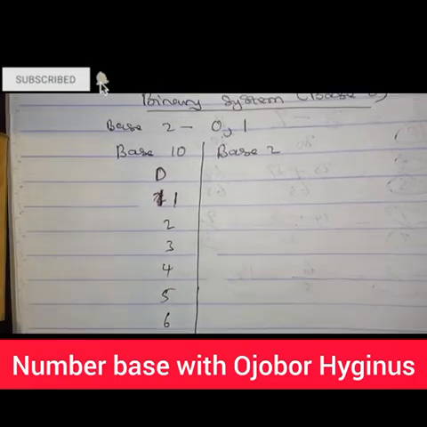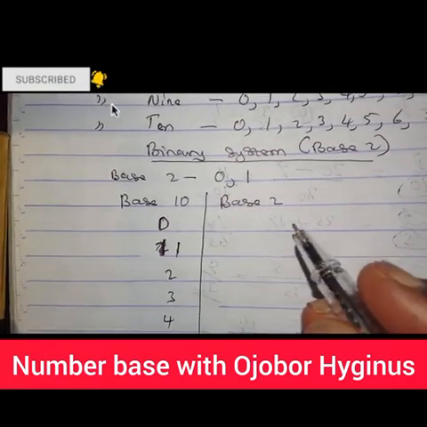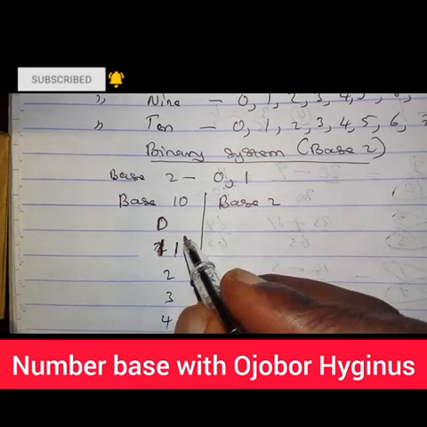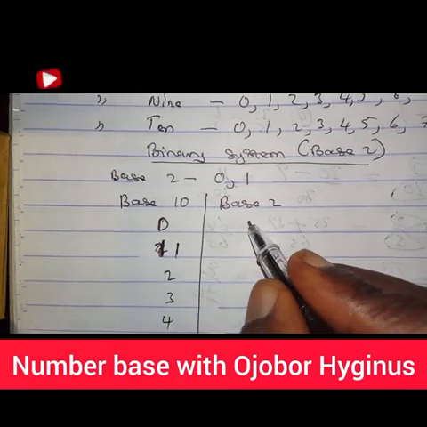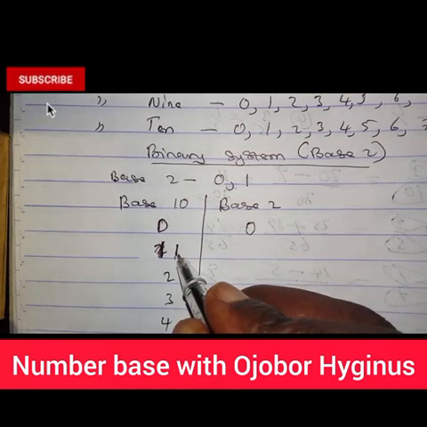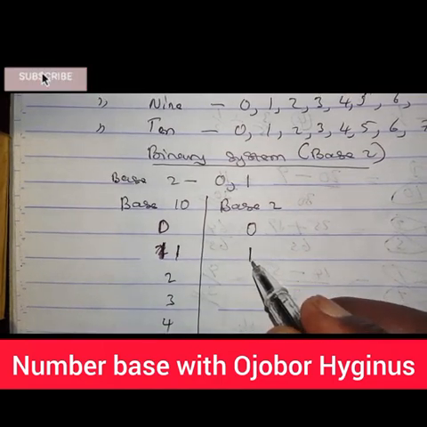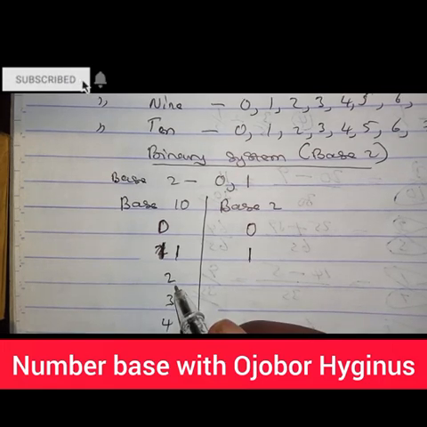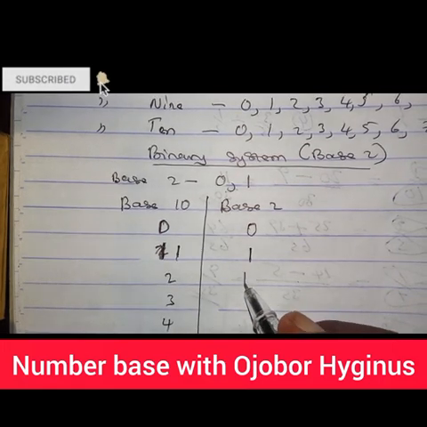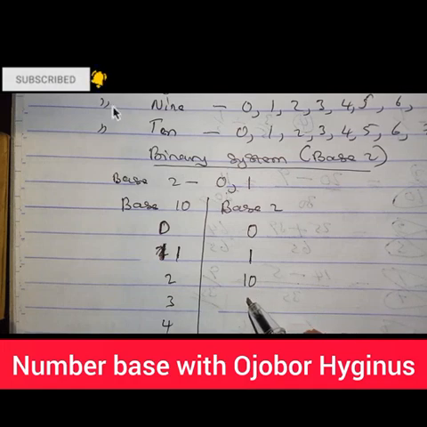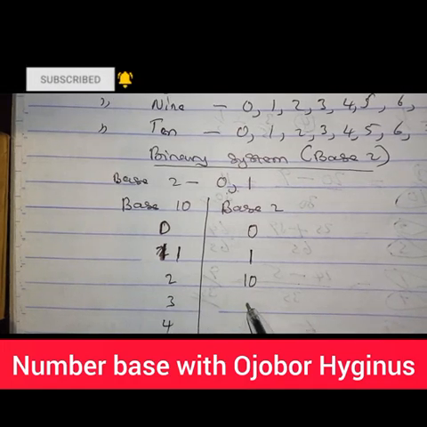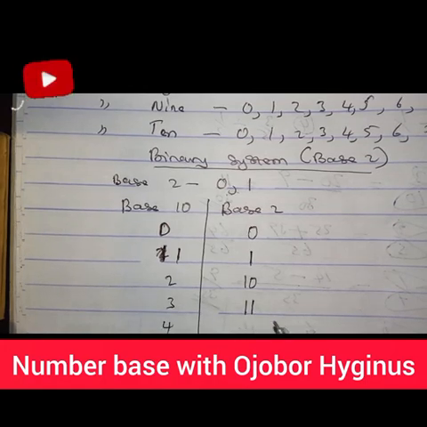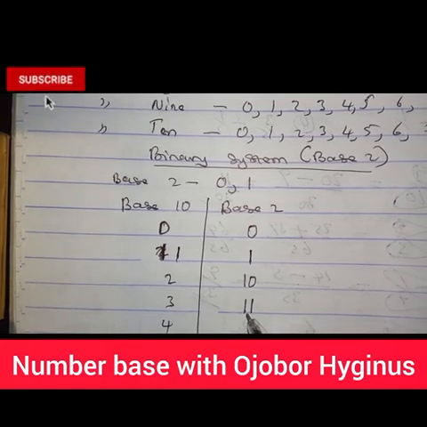These numbers in base 2 can be represented first. 0 in base 10 is still 0 in base 2. 1 in base 10 is still 1 in base 2. But 2 in base 10 is 1, 0 in base 2. 3 in base 10 is 1, 1 in base 2, because you cannot have more than 1 in base 2.